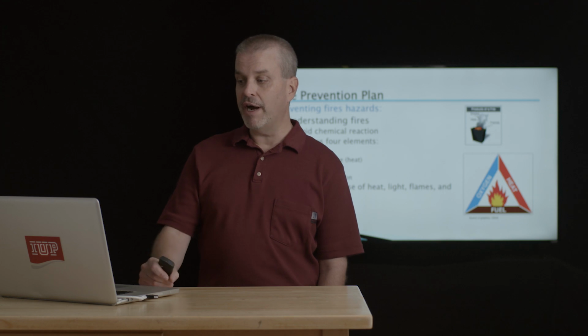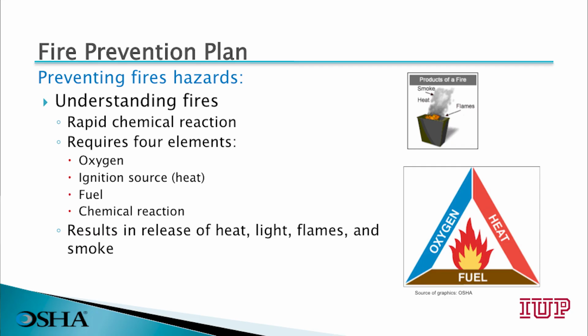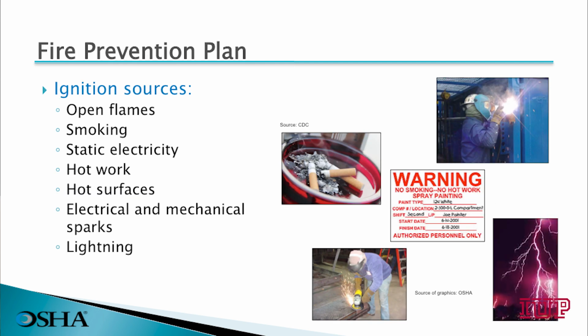We need to understand what a fire is. So a fire is a rapid chemical reaction. It's an oxidation, and it requires the following elements: oxygen, an ignition source, fuel, and a chemical reaction. This results in the release of heat, light, flames, and smoke. Potential ignition sources include open flames, smoking, static electricity, hot work activities such as welding, cutting, and burning, any thermal or heated surfaces, electrical and mechanical sparks, and lightning.